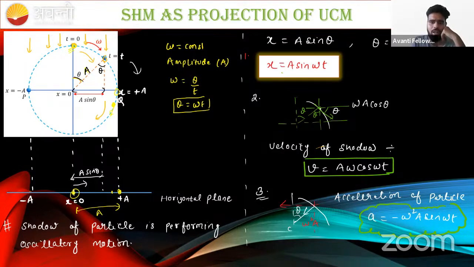What is theta, beta? Theta is omega t. So just put the value of theta. This is A sine omega t, the position of the particle. Okay, sir. Another thing we want to know: what is the velocity of the particle? If the particle is moving in the clockwise direction, this is the tangent at this point, and this is the velocity of the particle. The velocity of a particle performing circular motion is always v equal to r omega. Okay, sir, I agree with you.